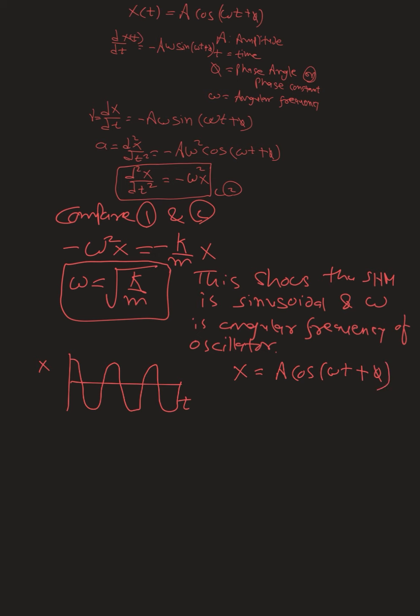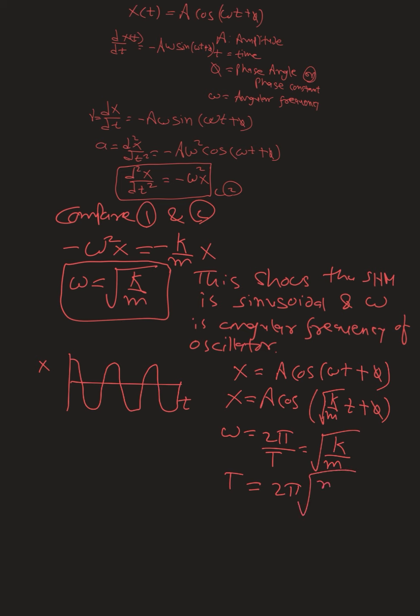Now look, if I put omega equals the square root of k over m, let's see what happens. A cos(square root of k over m times t plus phi). We know omega is 2 pi over T, which equals the square root of k over m. Boom, you get T equals 2 pi square root of m over k. We proved once again that the period equation is T equals 2 pi square root of m over k.